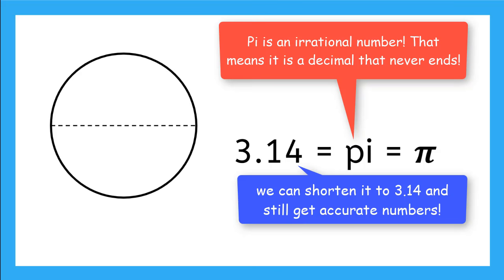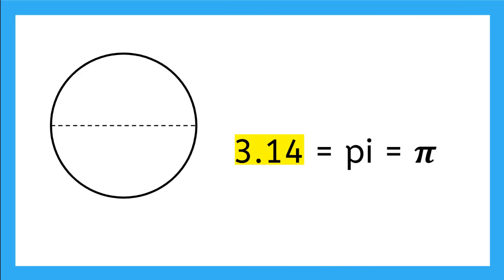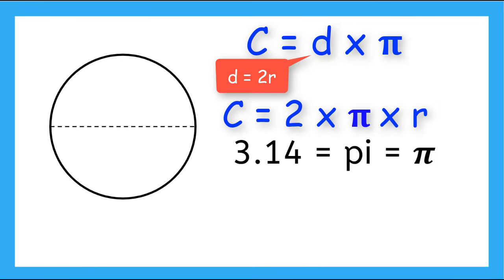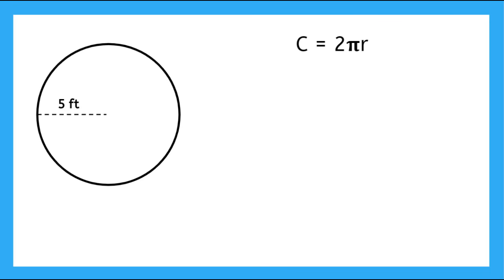Sometimes calculators have a pi button that uses more decimal places in calculations. This is good for very precise measurements. But for us, we will just use 3.14. So we can write our formula as C, the circumference, is equal to D, the diameter, times pi. I can also plug in the radius. Because we know D is equal to 2r, we can also say C is equal to 2 times pi times r.